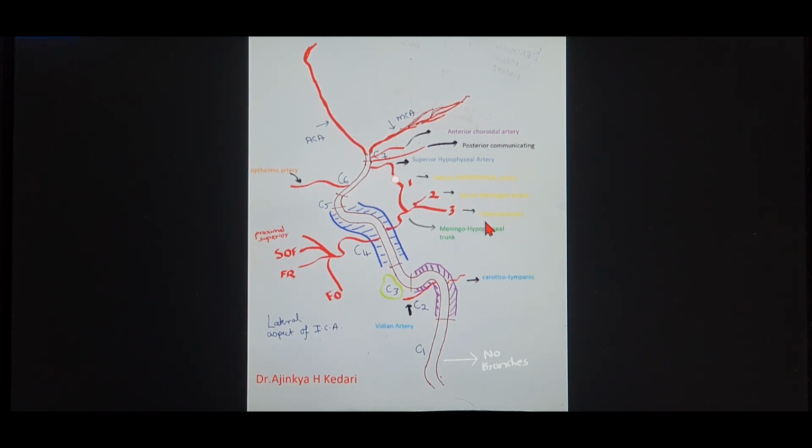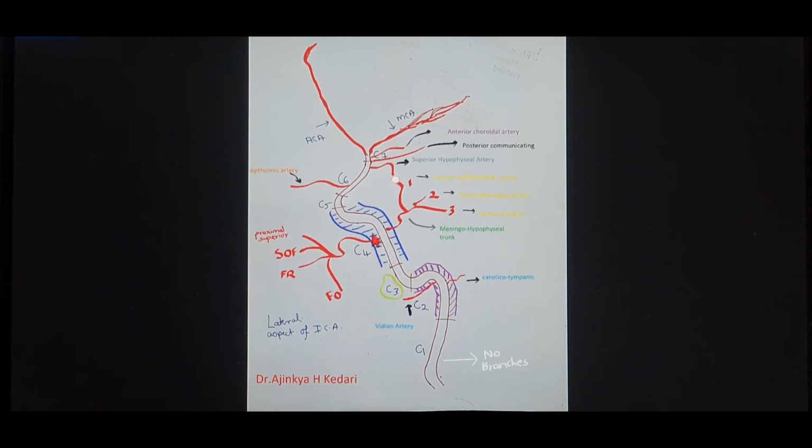Now this tentorial artery is also called the Italian artery, and that Italian artery is also called the Bernasconi-Casinari artery, which supplies the proximal and middle portion of the third nerve and the fourth nerve, along with the cavernous sinus lateral wall and the tentorial edge. Okay, so these are the three main branches of the meningohypophyseal trunk.